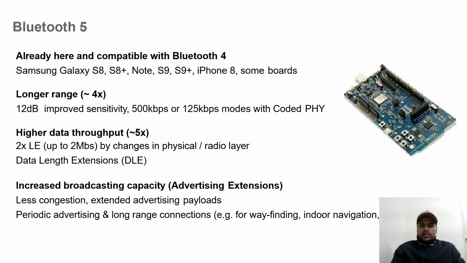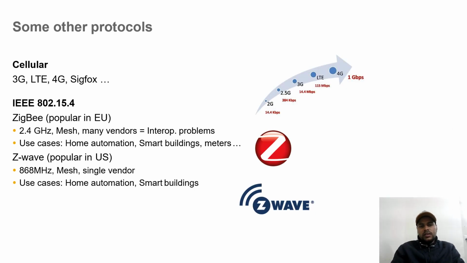It has increased broadcasting capacity, advertising extensions. It has less congestion, extending advertising payloads. It has periodic advertising and long range connections. Examples are wayfinding, indoor navigation, etc. There are some other wireless protocols used for communication among IoT devices. These are cellular, like 3G, LTE, 4G, Sigfox, etc.